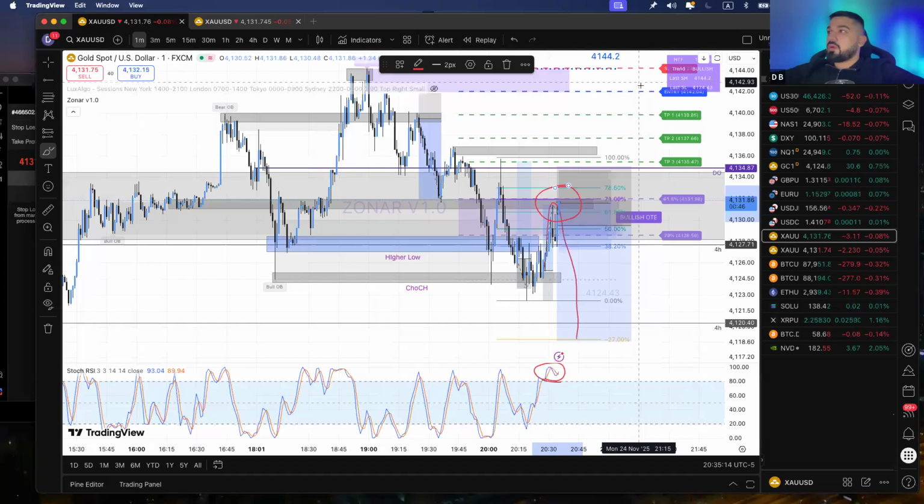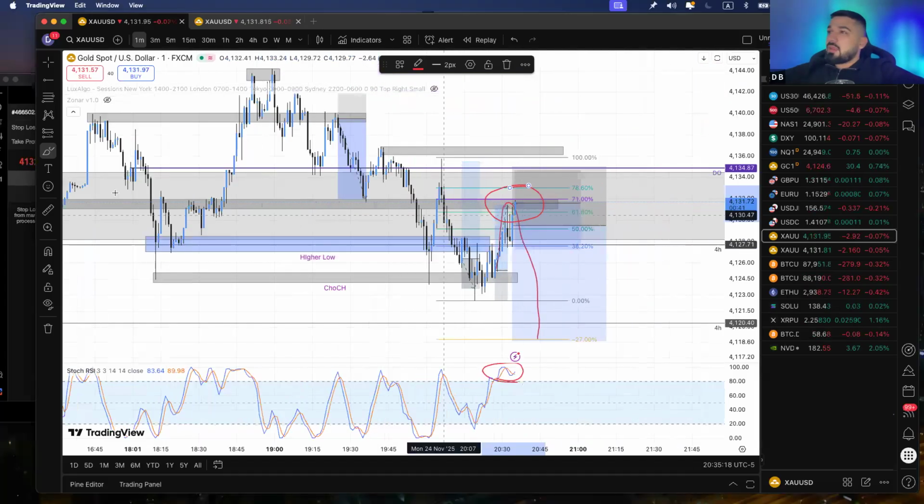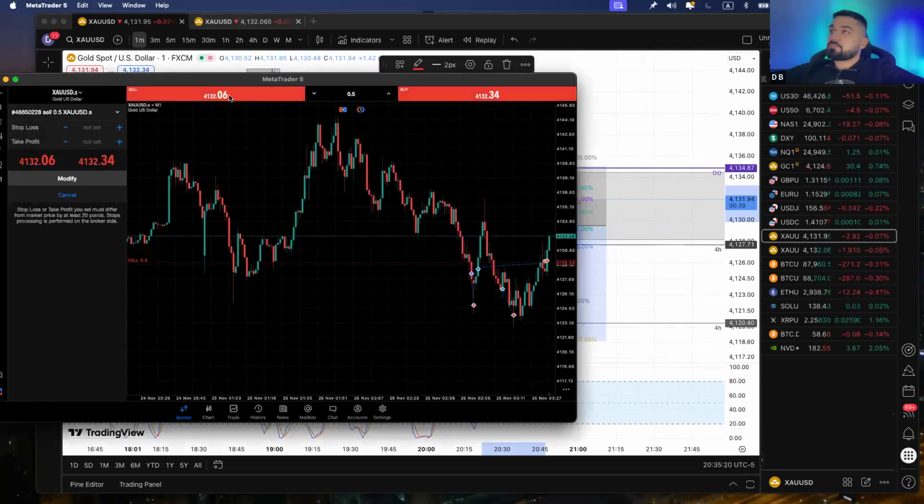Zonar is pretty far off, right? But it is bearish on 1 minute, which is good. I like to see that. And I'll get another entry right here, okay? Right, so we have two entries. We'll let them be for now.